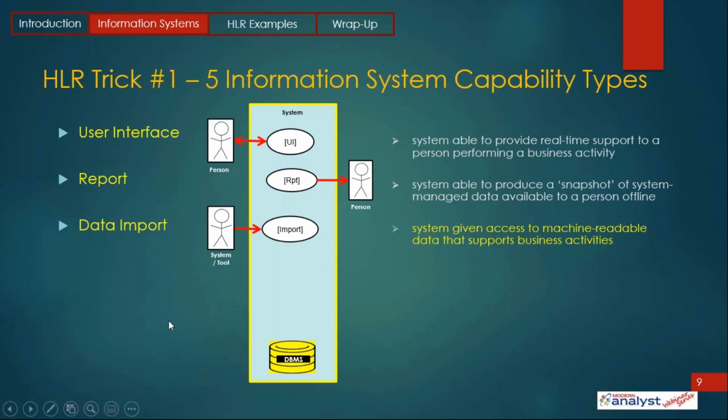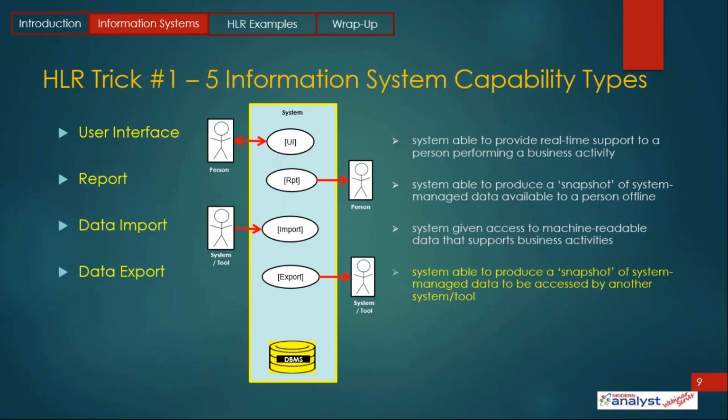Okay, that's 3 of our 5. Data export. Again, this is going to a system or a tool. You can export stuff into a spreadsheet format or create a file. So the system is able to produce, again, a snapshot, because once you do this, the data that you've taken out of the system doesn't change. The system managed data is to be accessed by another system or tool. So it's kind of like a report, only machine readable. That's our fourth fundamental capability.